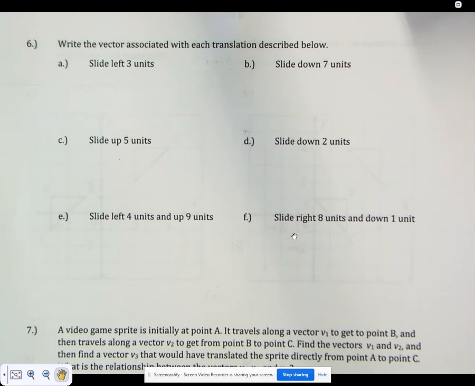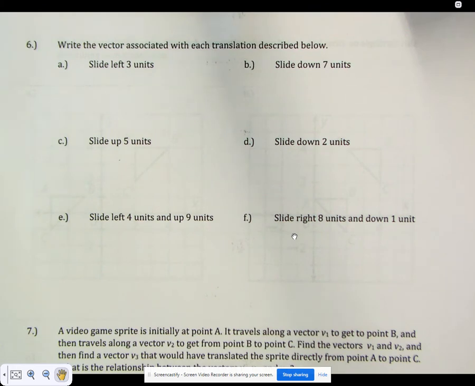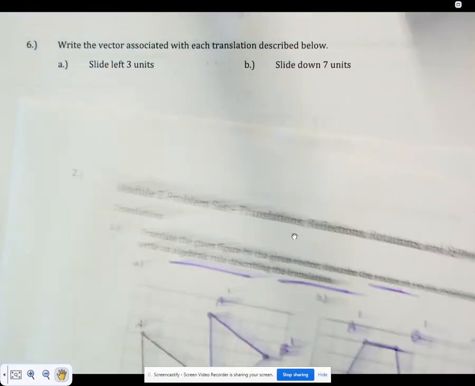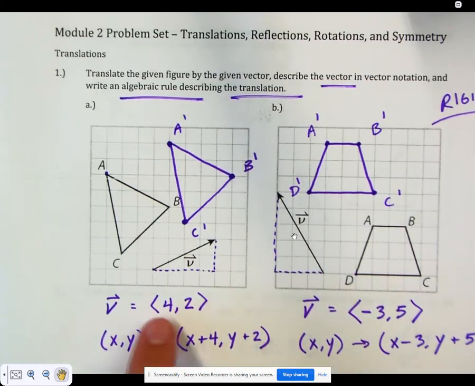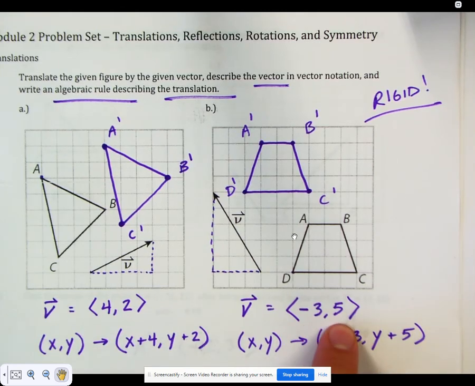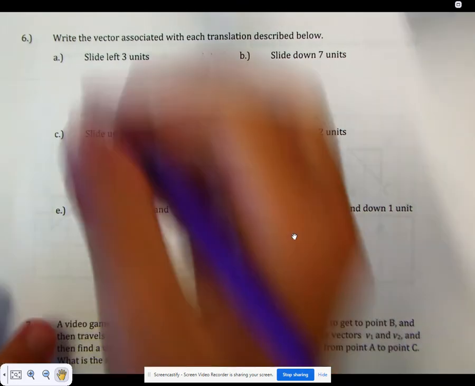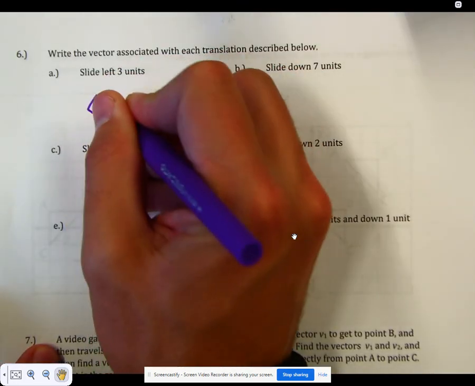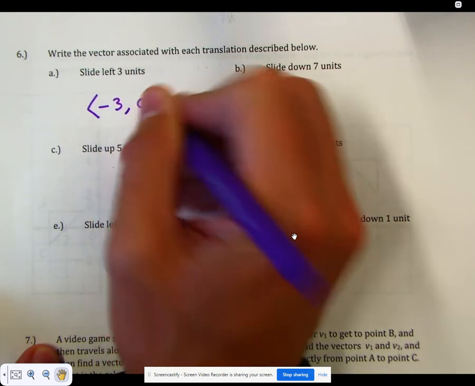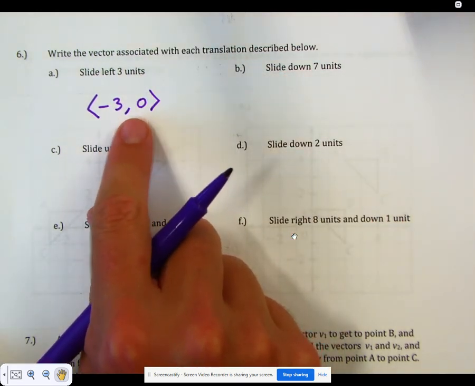Okay, so now for 6, you just need to think what kind of vector would shift something just left 3 units. So if you think back to the first few problems we did, the vector 4, 2 shifted us right 4 up 2. The vector negative 3, 5 shifted us left 3 up 5. So what if we wanted to just go left 3 units? Well, all that would be negative 3 in the x direction and then nothing in the y direction. So you can have 0 as one of your coordinates.